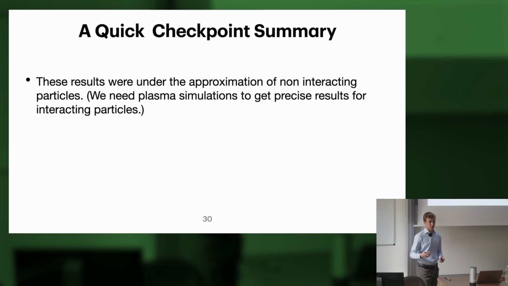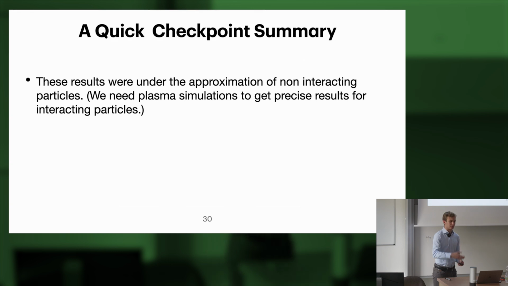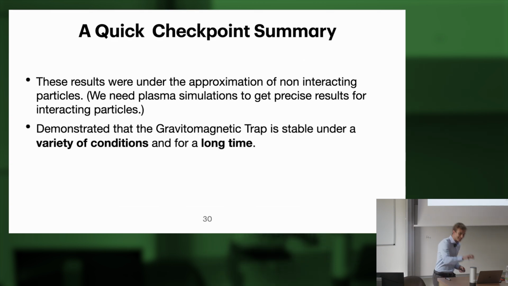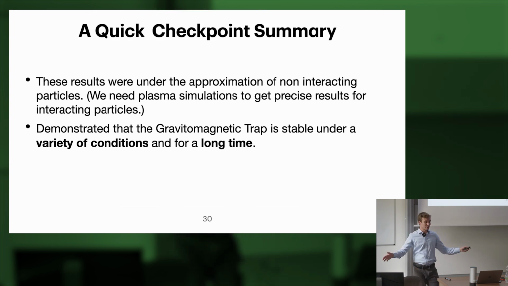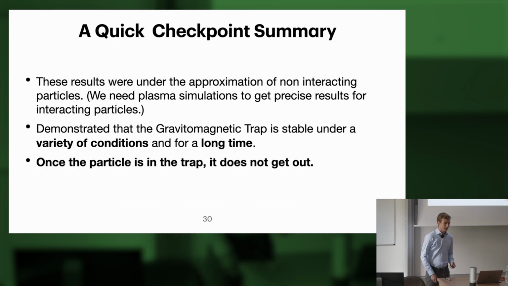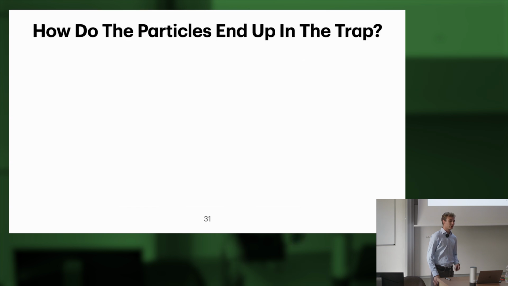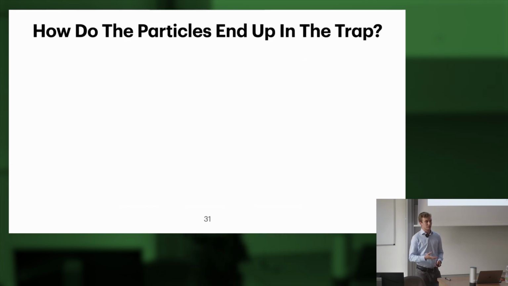need expensive plasma simulations. But still, the non-interacting limit is not too small. It's 10 to the 12 particles per centimeter cubed, or around that order of magnitude. So we still can trap quite a lot of particles. These simulations demonstrated that this gravitomagnetic analogy is stable under a variety of conditions, and it is stable for a long time, which means once the particle falls in our trap, it cannot get out. Unfortunately, this brings another question. How do the particles end up in the trap if they cannot get out at all?